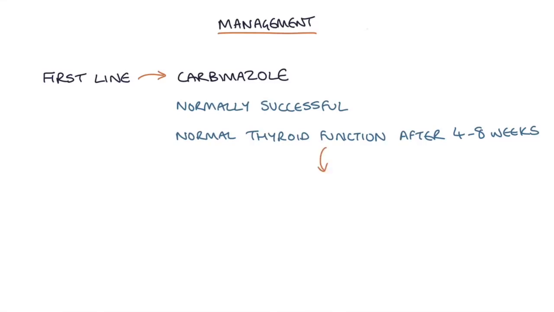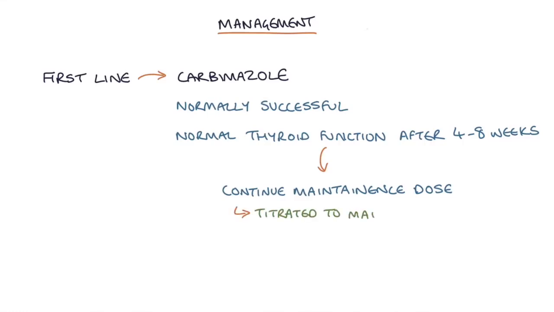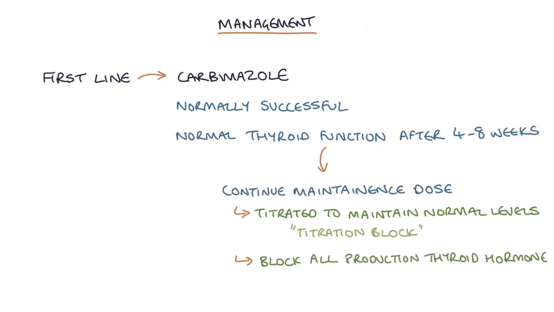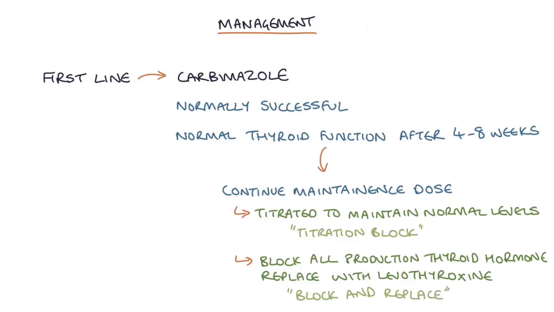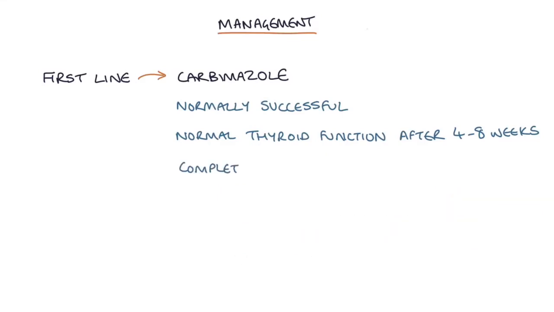Once the patient has normal thyroid function, they can continue on a maintenance dose of carbimazole, and then either this dose is titrated to maintain normal levels, and this is known as titration block, or the dose is given that's high enough to block all production of thyroid hormone, and then the patient has their thyroid hormone replaced with levothyroxine and titrated to symptoms. So this is known as block and replace. Complete remission and the ability to stop the carbimazole is usually achieved after about 18 months of treatment.